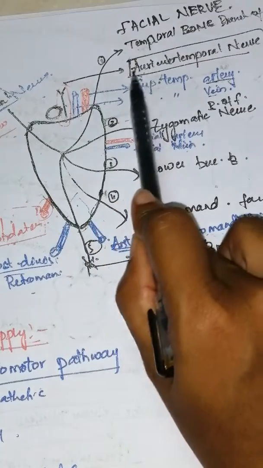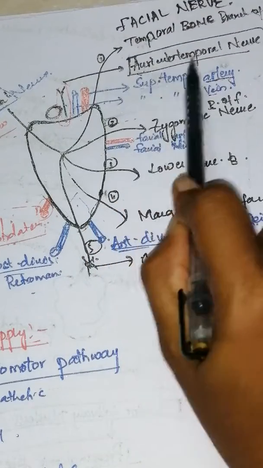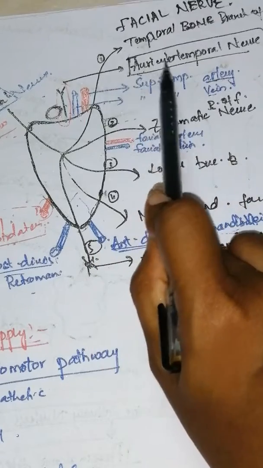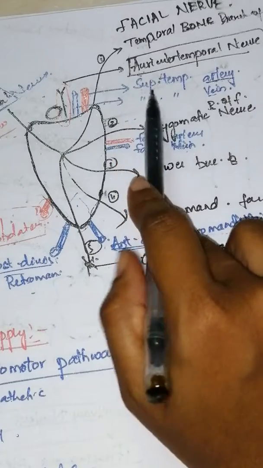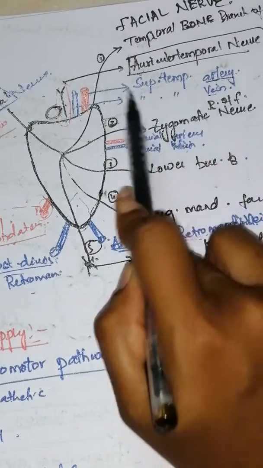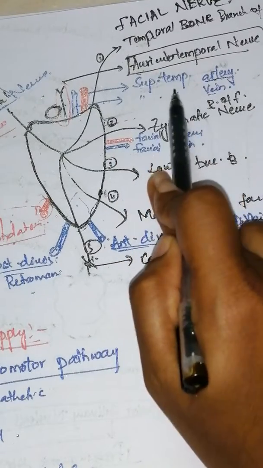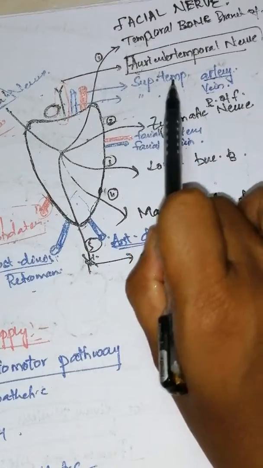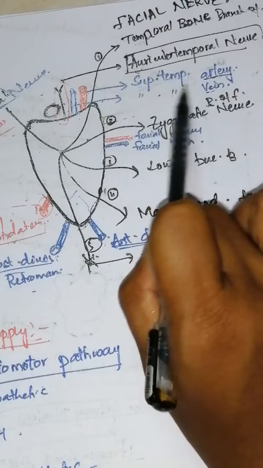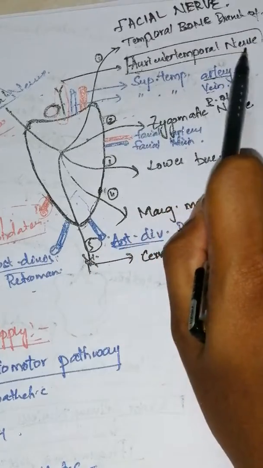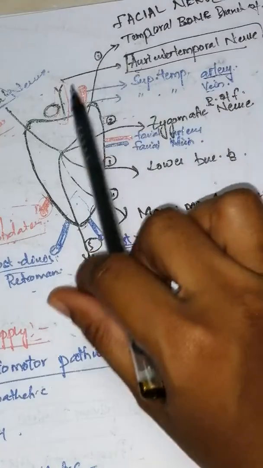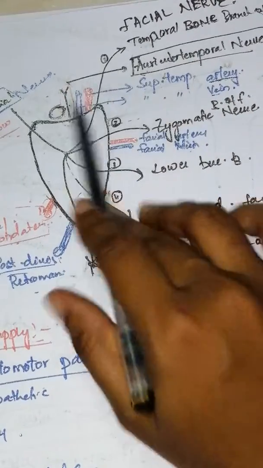Okay, so auricle means ear, so the nerve near the ear at the temporal bone is called the auriculotemporal nerve. Then the superficial temporal artery, which is related to the temporal bone, and also the superficial temporal vein. So the superficial temporal artery, superficial temporal vein and auriculotemporal nerve are the arteries, veins and nerves which are passing in the superior part.